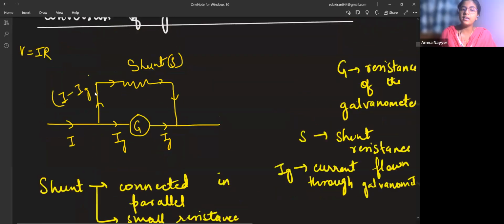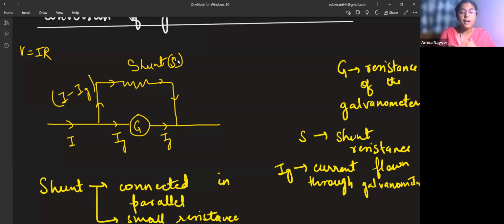Potential difference across shunt: current is I minus IG. And what is the resistance I have taken? I have told you I have taken the shunt's resistance as S. This is taken by convention. So you also know in the formula, whenever you are writing it, even if you're deriving, use G for resistance of galvanometer, use S for shunt's resistance. Because it is standardized, it is also written in your NCERT. So for the examiner also it will be easier to check.